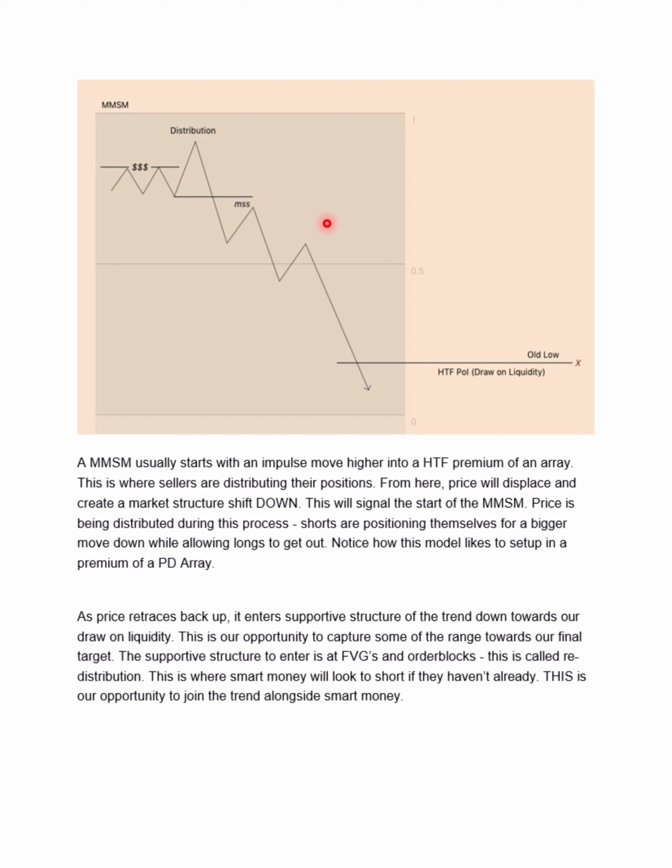Let's go to an MMSM. It usually starts with an impulse movement higher into a higher time frame premium of an array, and it goes into 3 phases. We'll come to that: accumulation, manipulation, distribution. Okay, from here, price will displace and create a market structure shift down.